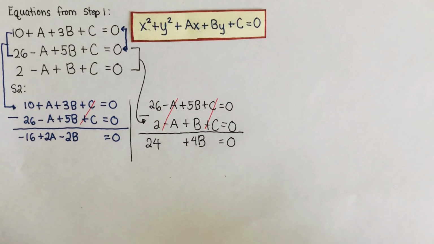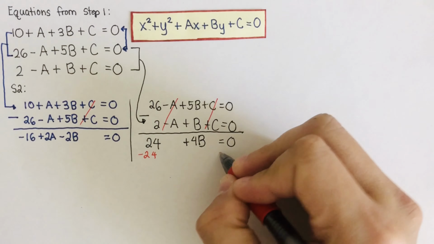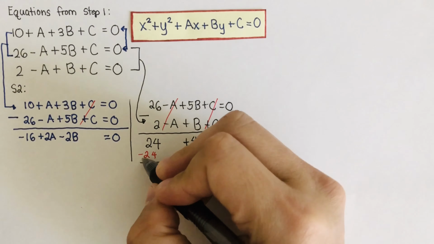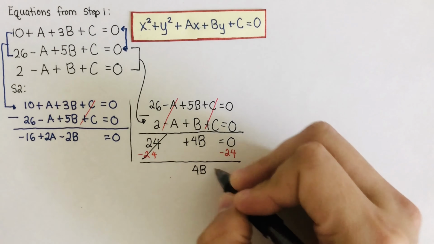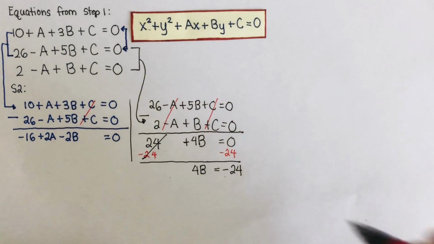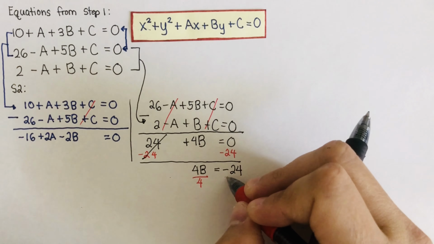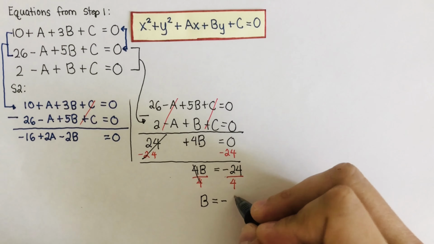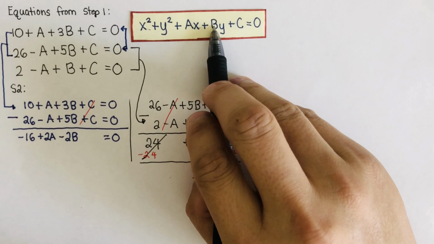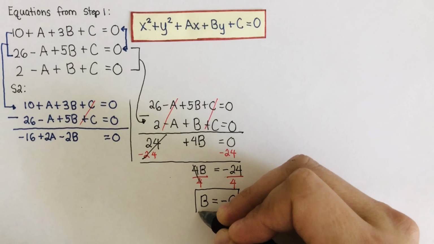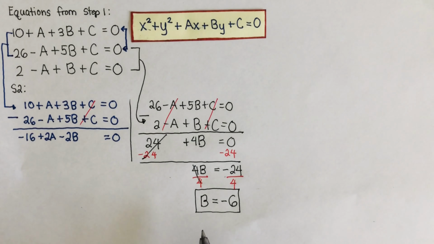So from here, we can solve for B. We are going to subtract 24 from both sides, so minus 24, minus 24. We cross this out, and we're left with 4B is equal to negative 24. We want to solve for B, so we are going to divide both sides by 4. Then our B is negative 6. And that's the number that would go into this equation over here. But for now, we're still missing A and C, so we need to solve for A and C.